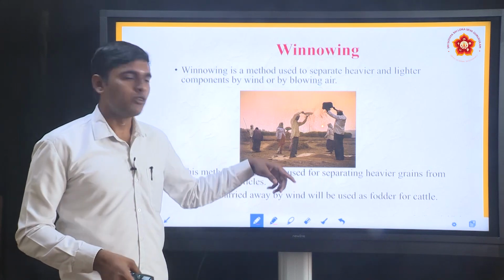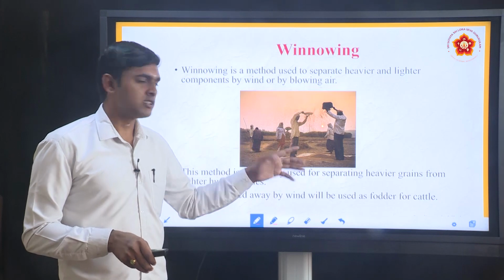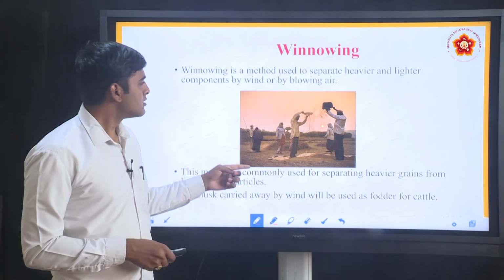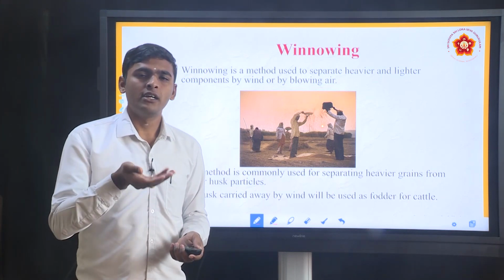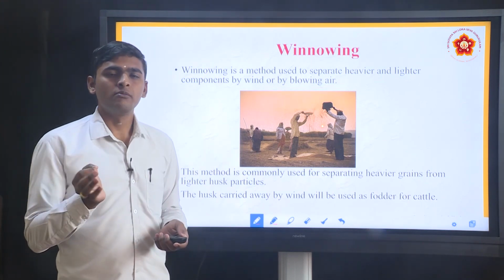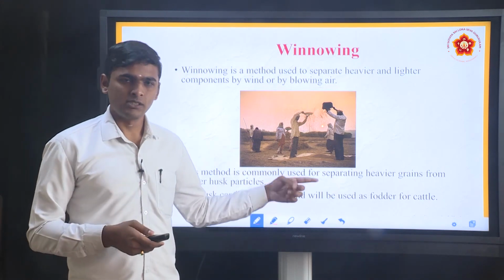So here both the fodder and the grains are not thrown away, they are both used for different purposes. So we know that by winnowing we separate heavier and lighter particles with the help of wind, and both will be used for different purposes.